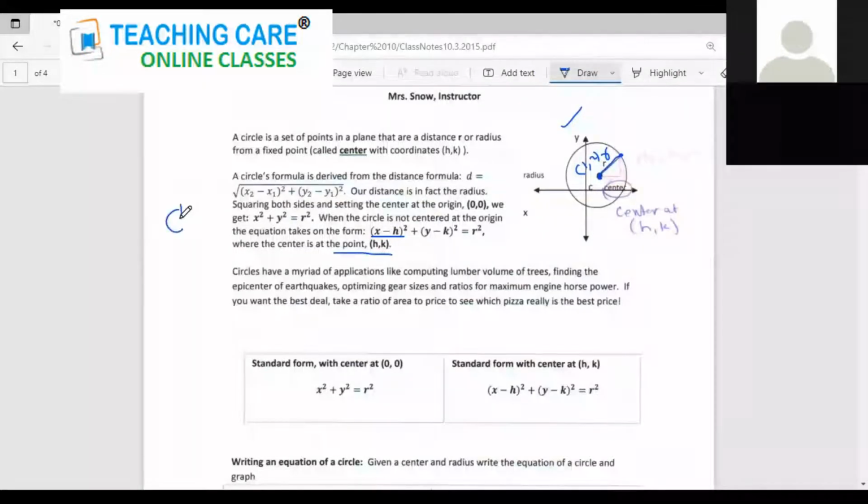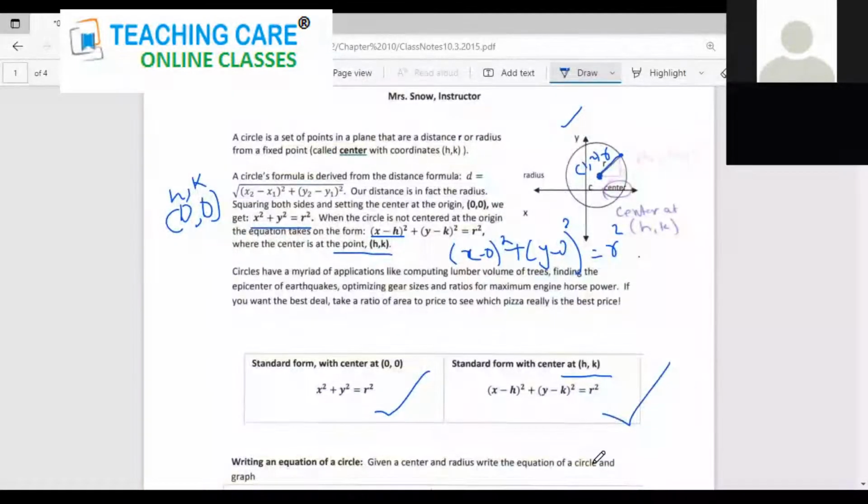Now, if the center is at 0, 0, then h and k are 0. So it is x minus 0 the whole square plus y minus 0 the whole square, substituting the values of h and k. In simple terms, when the center is at the origin, the equation of the circle is x squared plus y squared equal to r squared. And when the center is at h, k, it is x minus h the whole square plus y minus k the whole square equal to r squared.